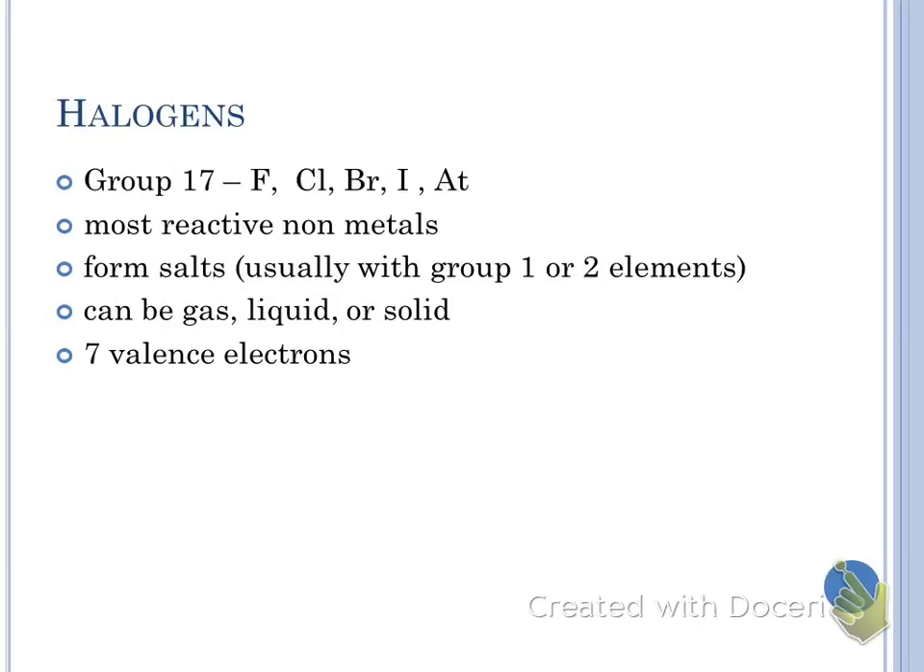Yeah, give it away, right? It's easier to give away 1 than to find 7 new friends, right? You can kick 1 out, or you can find 7 new ones. It's easier to just get rid of the 1, right? So that's why group 17 and group 1 bond so easily, because group 1 wants to get rid of their electrons, group 17 wants to take 1, and so they complete each other, okay?